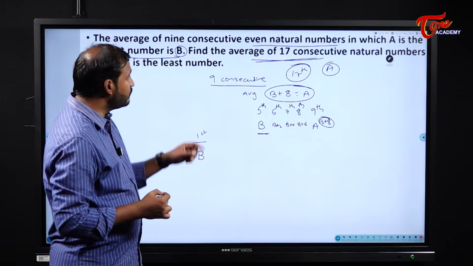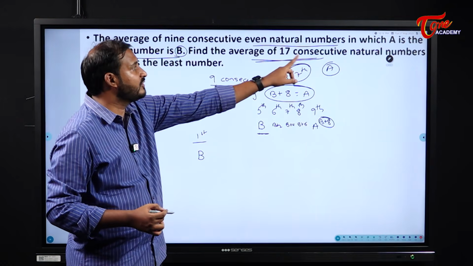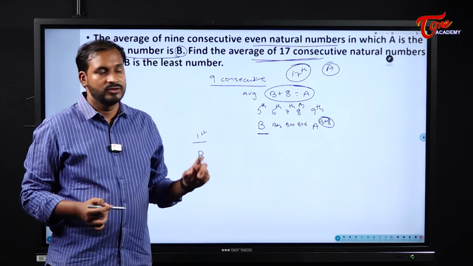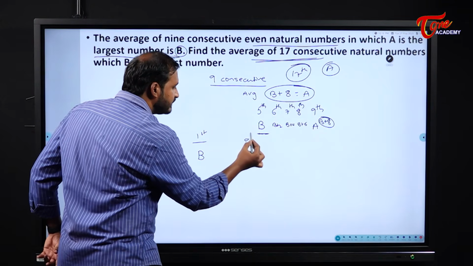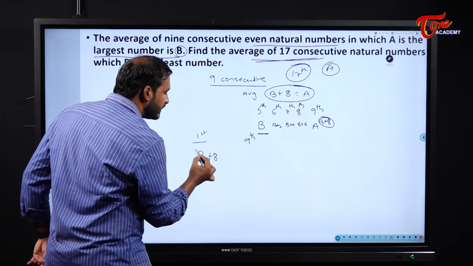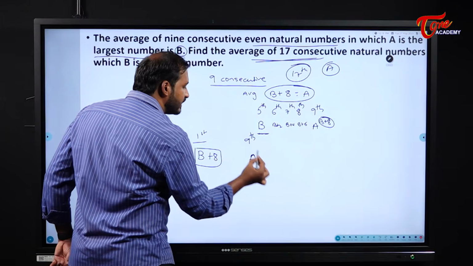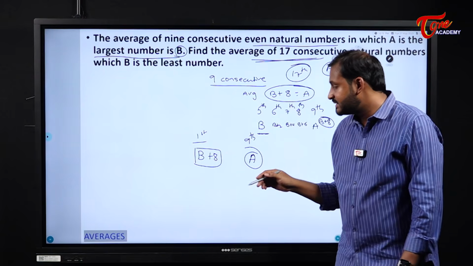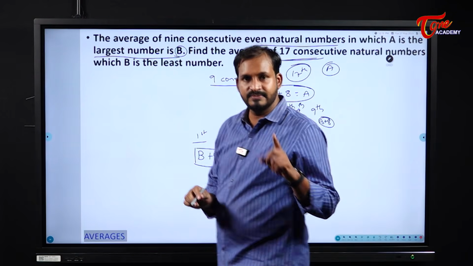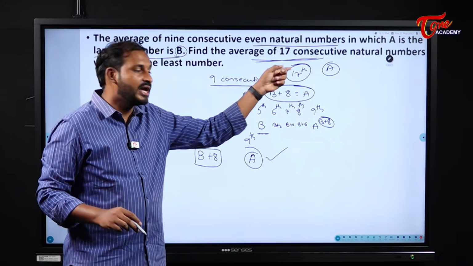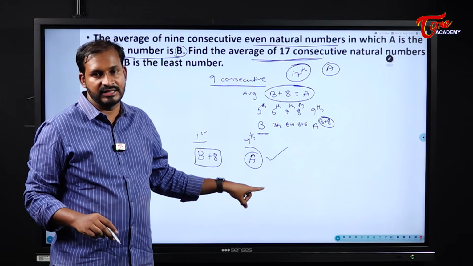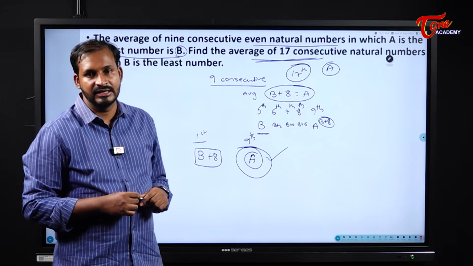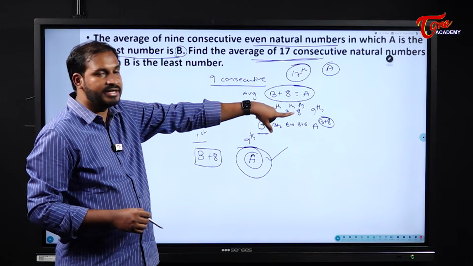So B plus 8 is A. Now the same numbers, 17 consecutive natural numbers, not even natural numbers. They are asking 17 consecutive. So B plus 8 will be the ninth term, right? Once again the same A. So the average for the 17 consecutive natural numbers also will be the same, that is A. So please be careful, students. Earlier they gave us even numbers and then they shifted to natural numbers. So here our answer becomes the same A.